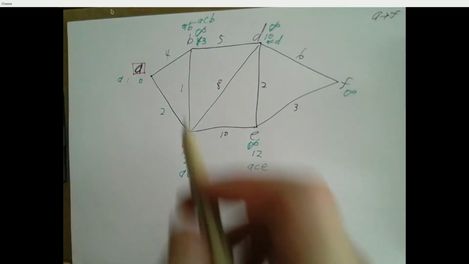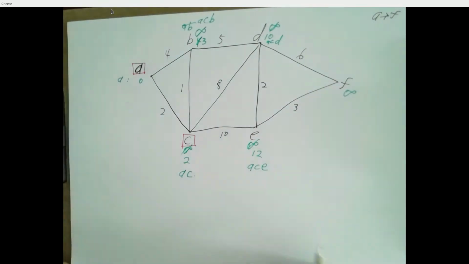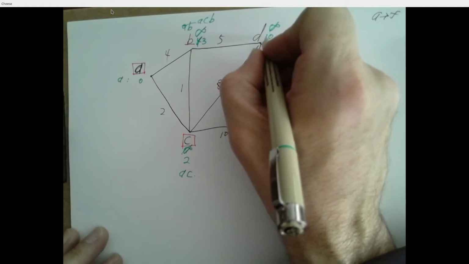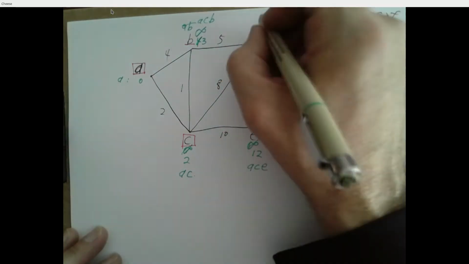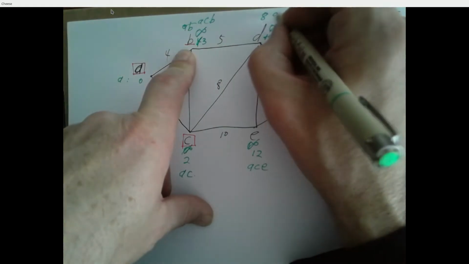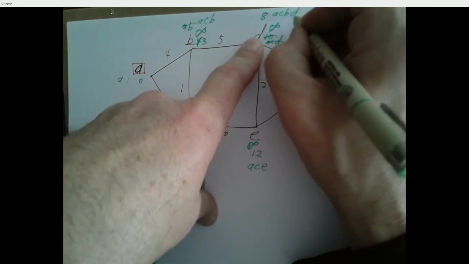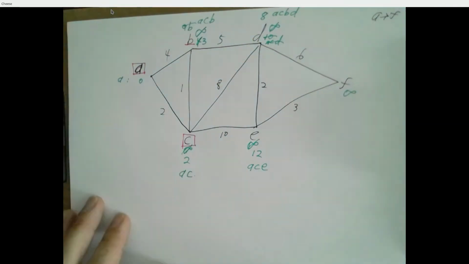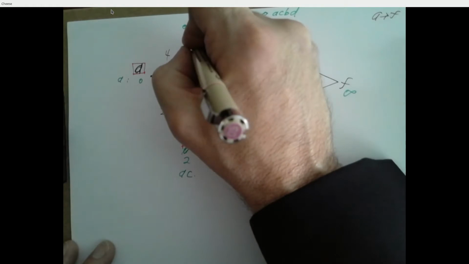So find the closest node. We've got a 3, a 12, a 10, and an infinity. So 3 is closest, so relax from here. So 3 plus 5 is 8. That's better than 10, so let's get rid of this. Put down the new distance of 8. And the path is the path to B, which is ACB, followed by this vertex D. And that's the only thing we can relax from B. So we're done with B.